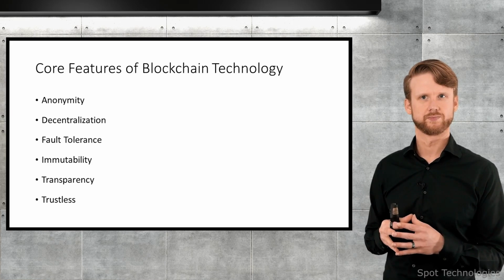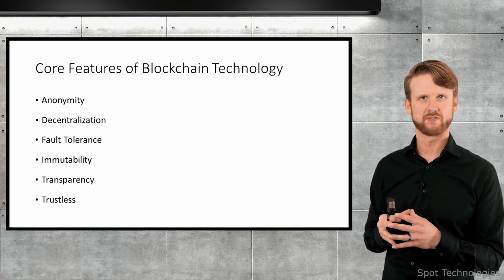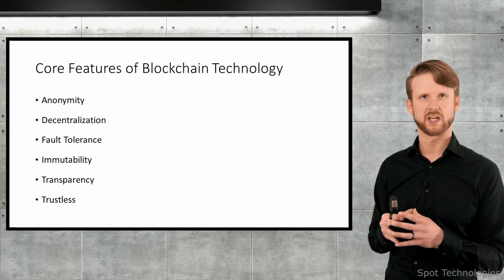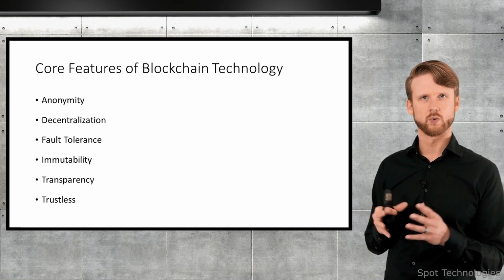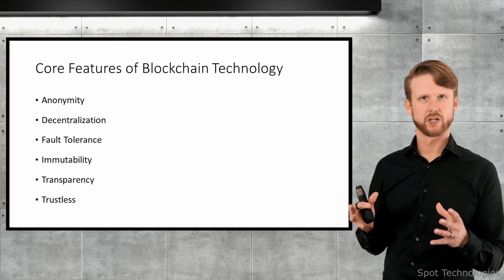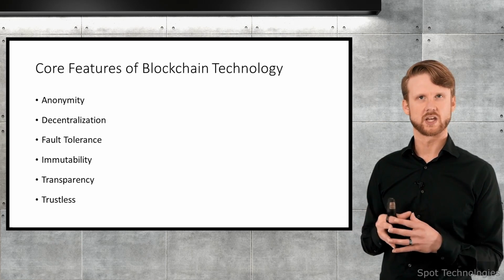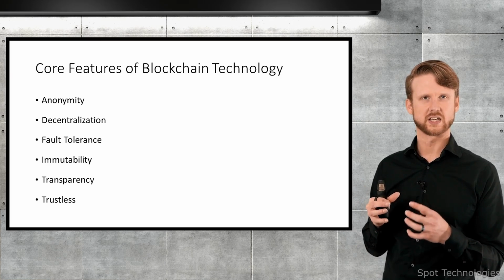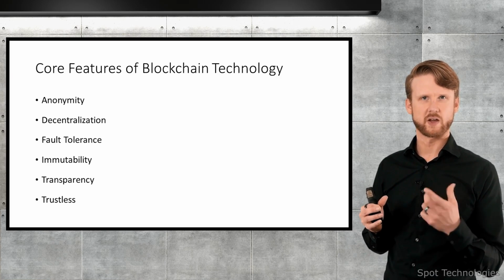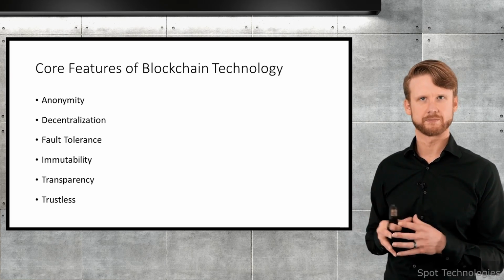Another core benefit of blockchain is the immutability of its digital ledger. So we touched on this briefly earlier in this module, where we talked about the blocks and chains and how each block header is linked together, making it hard to modify one without modifying the rest.